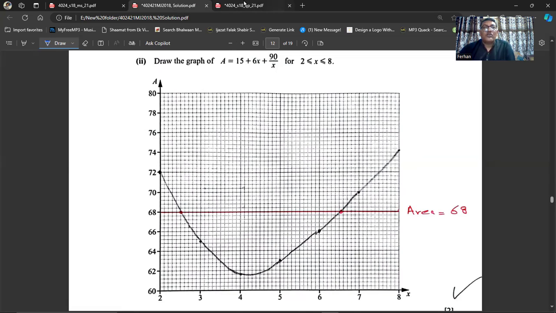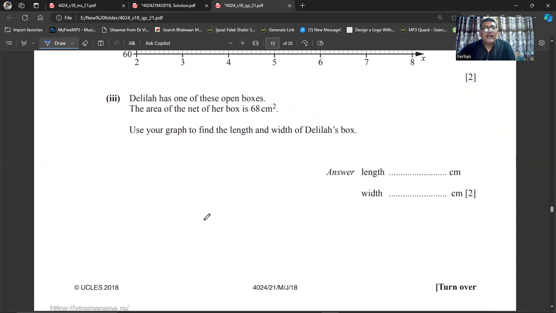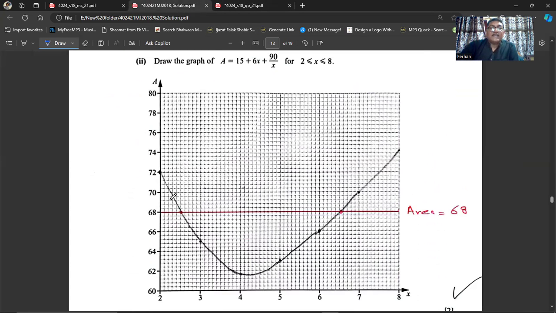Okay, so then their question is: Delilah has one of these open boxes. The area of the net of her box is 68 centimeters squared. Use your graph to find the length and the width of Delilah's box. Okay, so her area is given as 68. So 68 is here on the y-axis, where the area is represented. So I will draw a horizontal line here. You can see this red line at area 68.